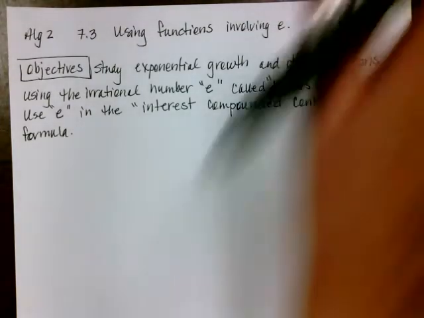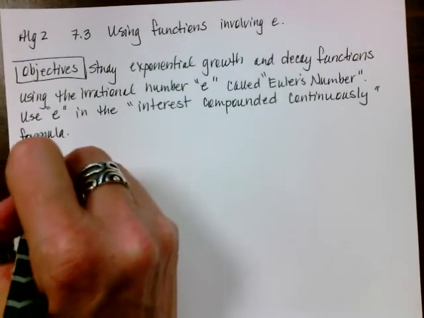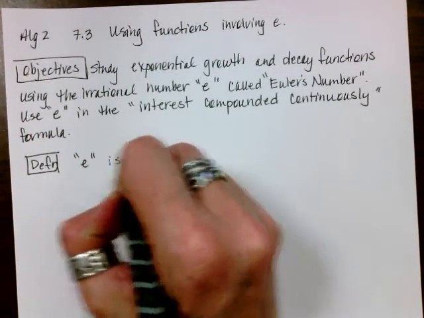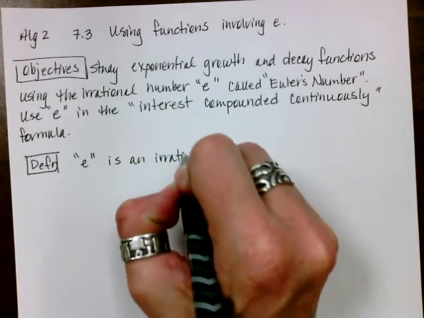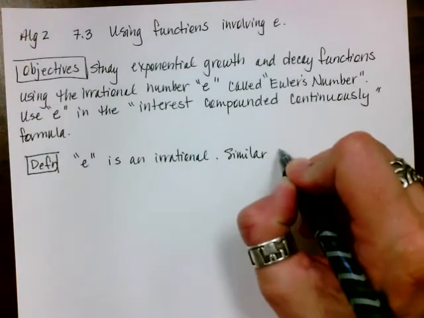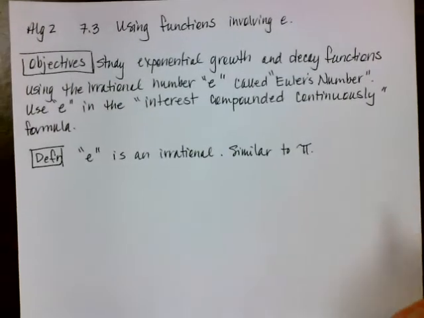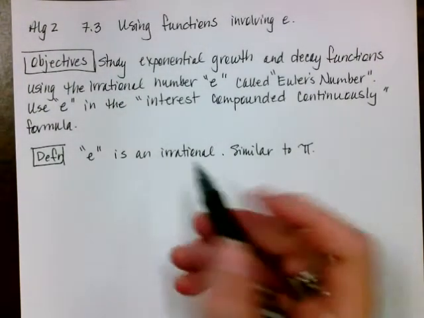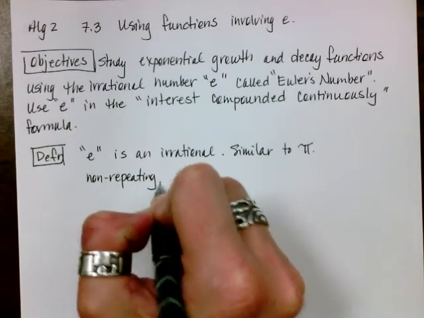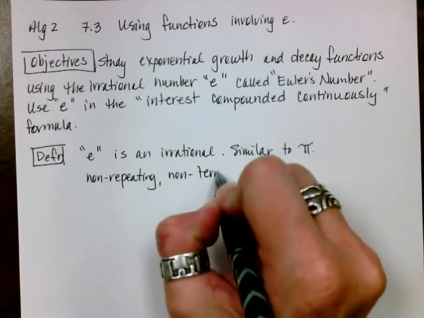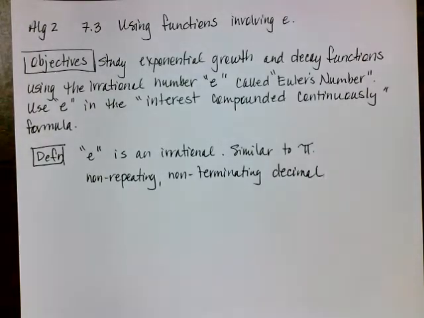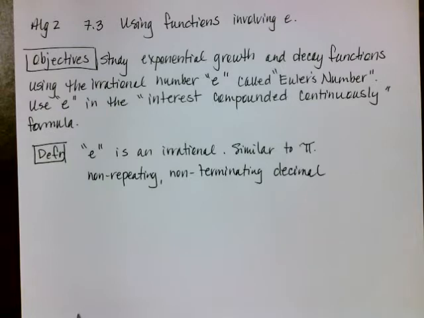As we start this one, I'm going to give you a definition of e first. e is an irrational number. It is very similar to pi, so pi is also an irrational number, and that would be their similarity. An irrational number, if you'll remember, is a non-repeating, non-terminating decimal. So e is an irrational number.